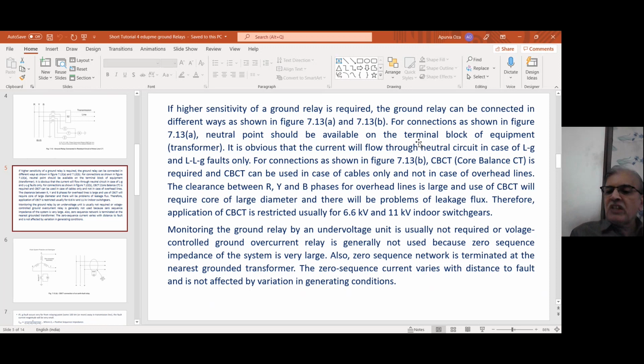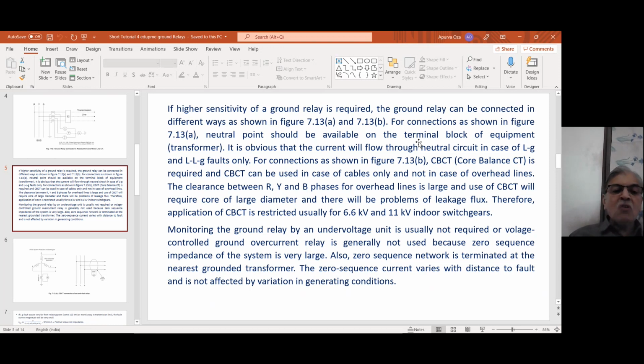Monitoring the ground relay by an under voltage relay is usually not required, because an under voltage relay or voltage controlled overcurrent relay is required when ZS by ZL is high or the fault current is less than the normal load current, which is not the case. ZS by ZL will never be high in case of a ground relay because ZL itself is very high. ZL incorporates zero sequence impedance, and zero sequence impedance is very high, usually 4 times positive sequence impedance for EHV long lines. So that is not a problem.